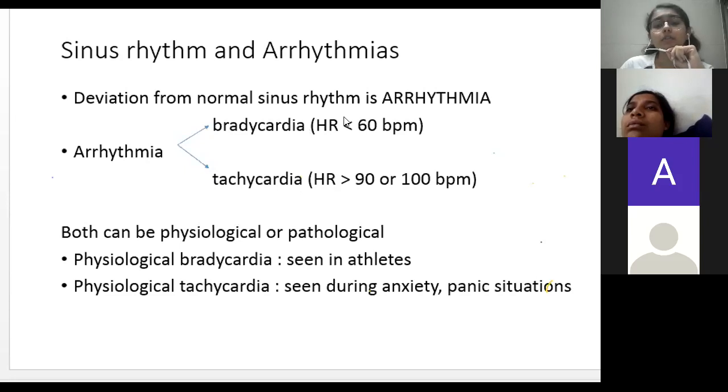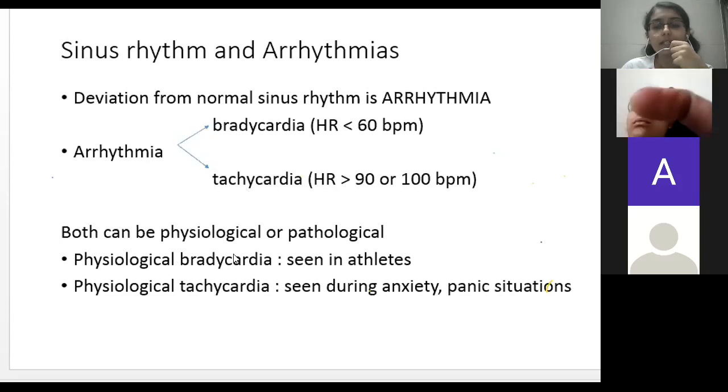Bradycardia is usually when the heart rate is less than 60 beats per minute. Tachycardia is when it is more than, earlier it was 90, now it is 100. So if the heart rate is more than 100 beats per minute, it is tachycardia. Bradycardia and tachycardia both can be physiological or pathological.